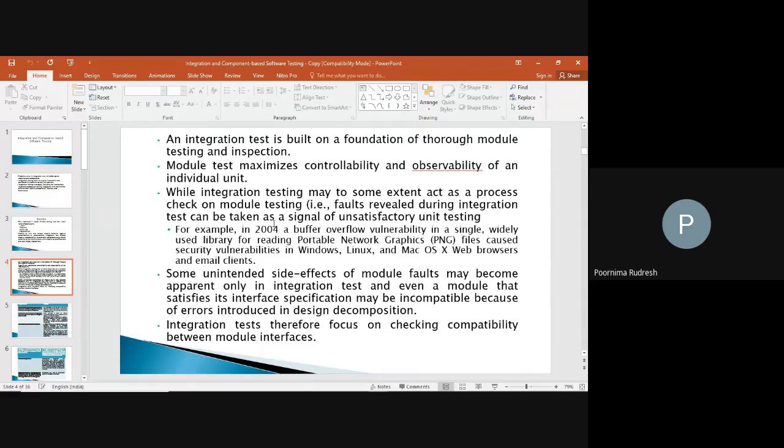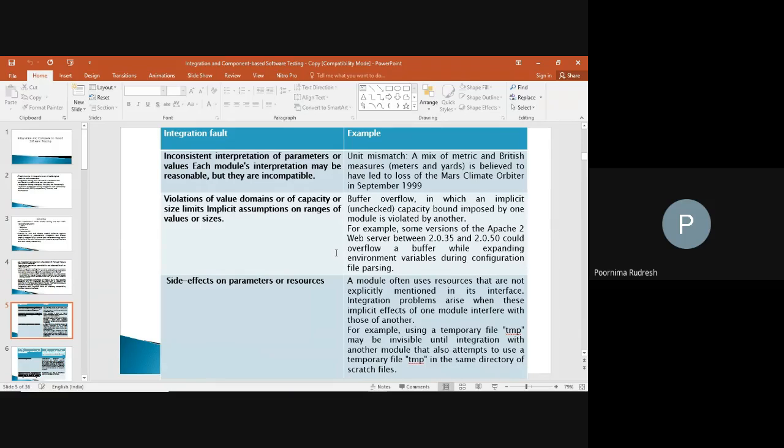In 2004, a buffer overflow vulnerability in a single widely used library for reading Portable Network Graphics files caused security vulnerabilities in different operating systems such as Windows, Linux, and Mac operating systems, web browsers, and email clients. Okay, next I explained the different integration faults and examples for integration faults.